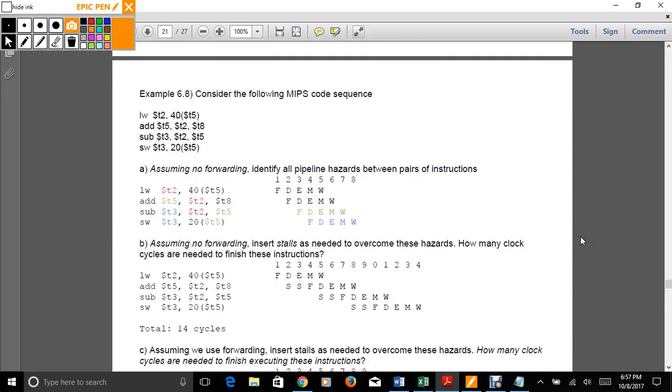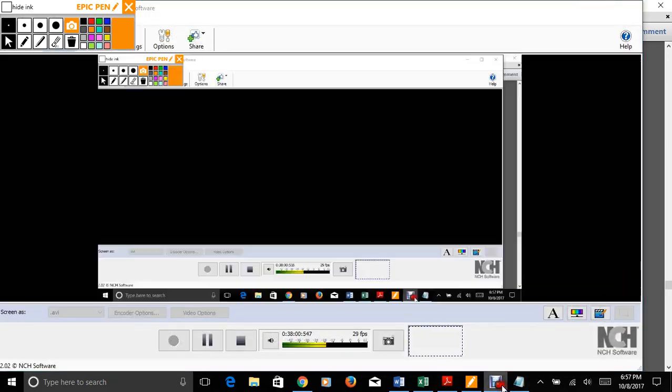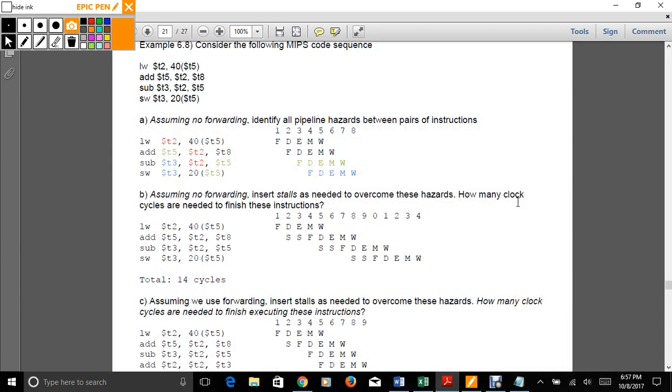So in 5.8, we're going to go over an example here of how this works. Once again, I'm going to quickly see. Okay, so this will be very similar to an example you see on an exam.